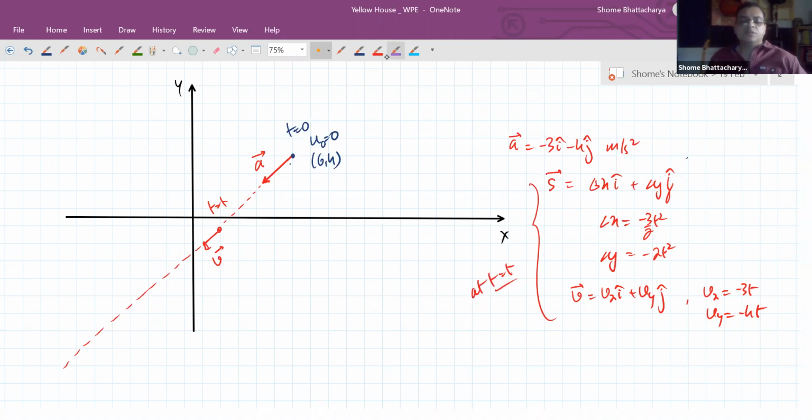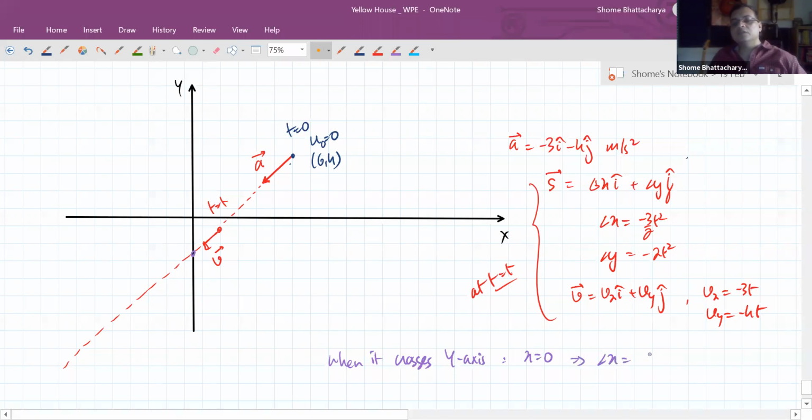Okay. So at some particular time, if it reaches here, you can see that when it crosses the y-axis, its x coordinate is 0. So the change in its x coordinate is 0 minus 6, so minus 6. So minus 3 by 2 t square should be equal to minus 6. So time should be equal to 2 seconds.